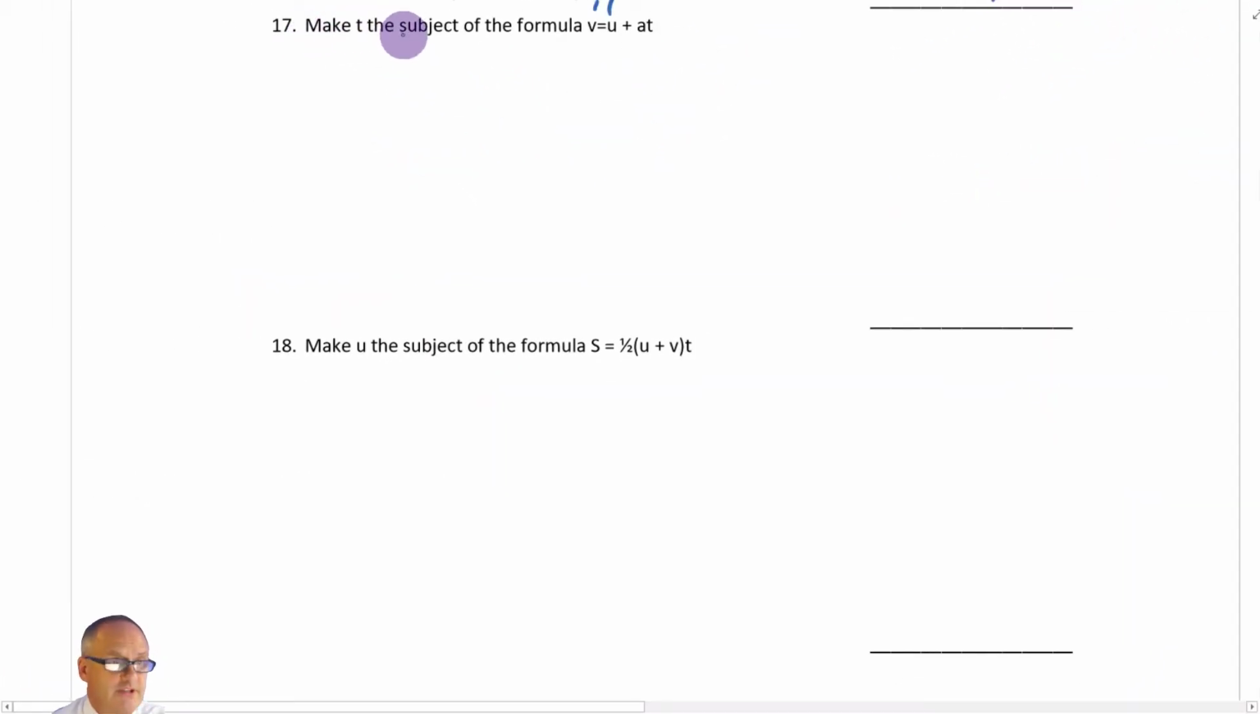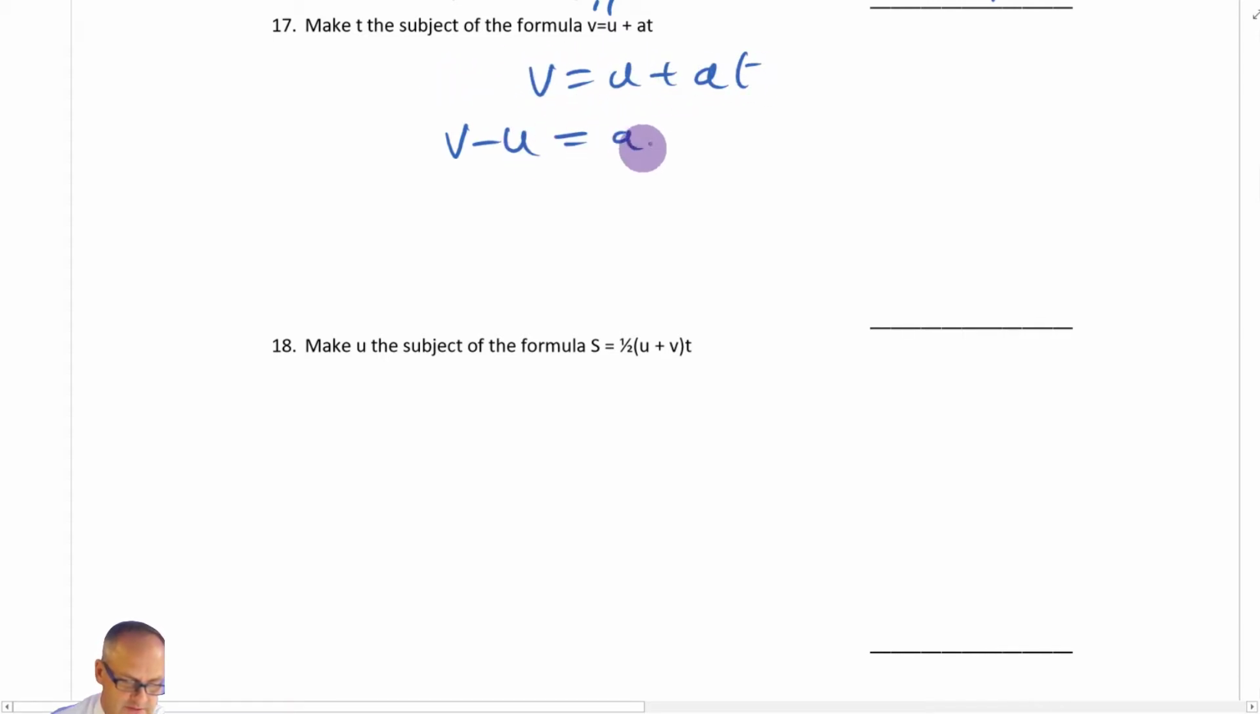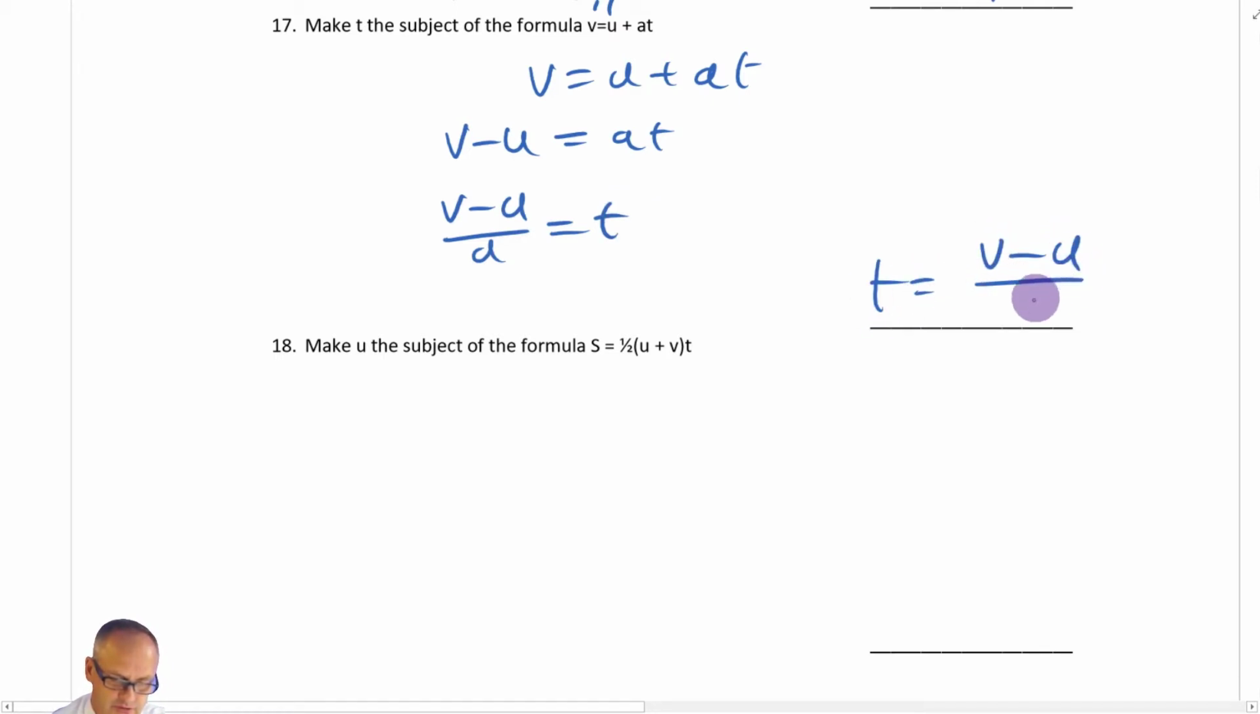Right, we're going to make t the subject of the formula v equals u plus at. So what we do is we undo the last thing we do to t. So let's get rid of this u first. So let's do v minus u. Take u away from this side. We must take it away from that side. That leaves us with at. We're timesing by a, so therefore we divide by a to undo that. So therefore t will equal v minus u over a.